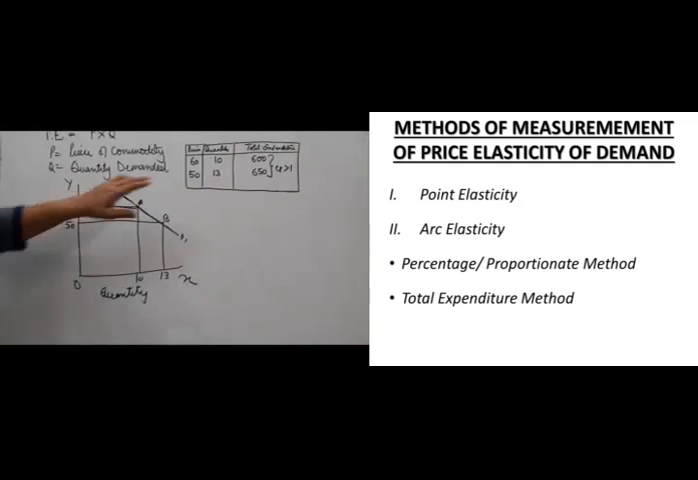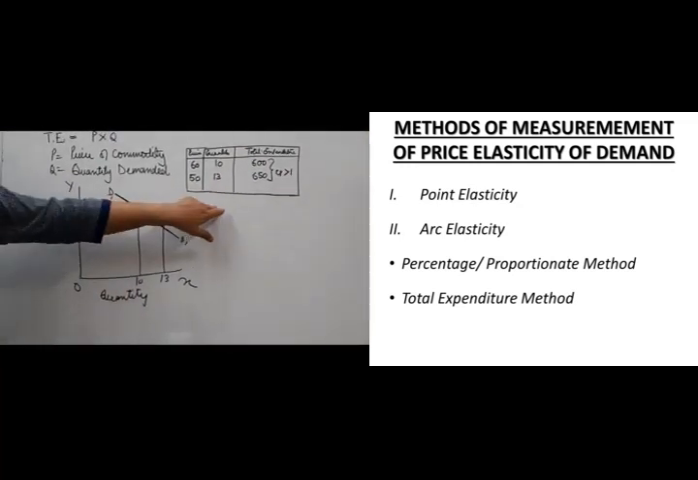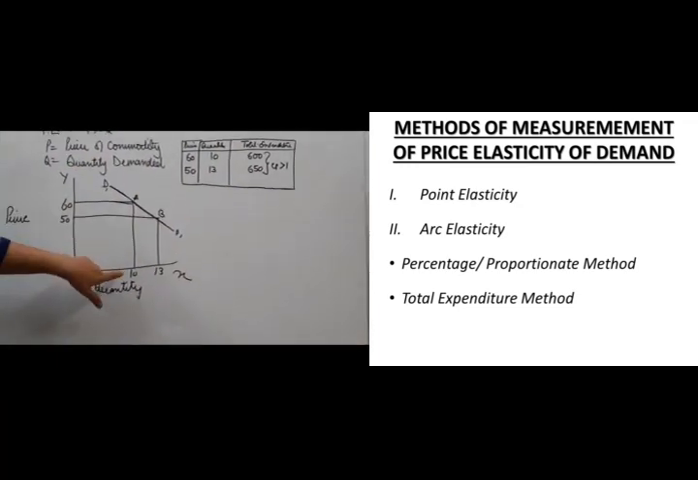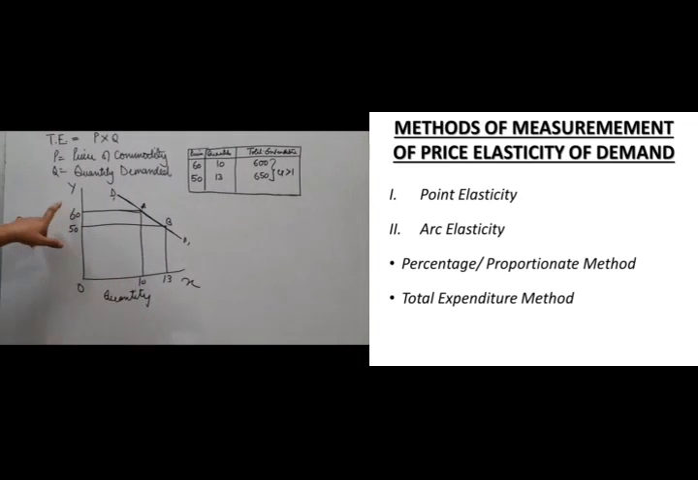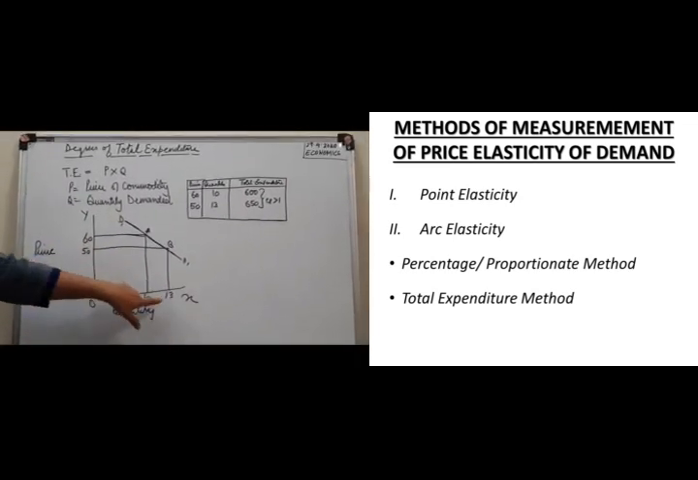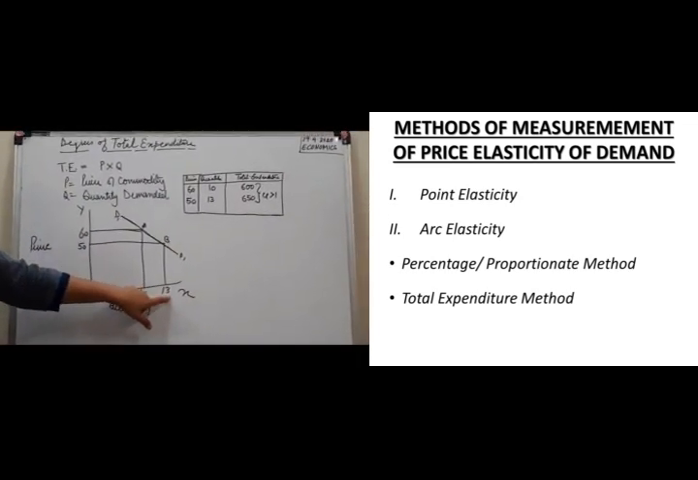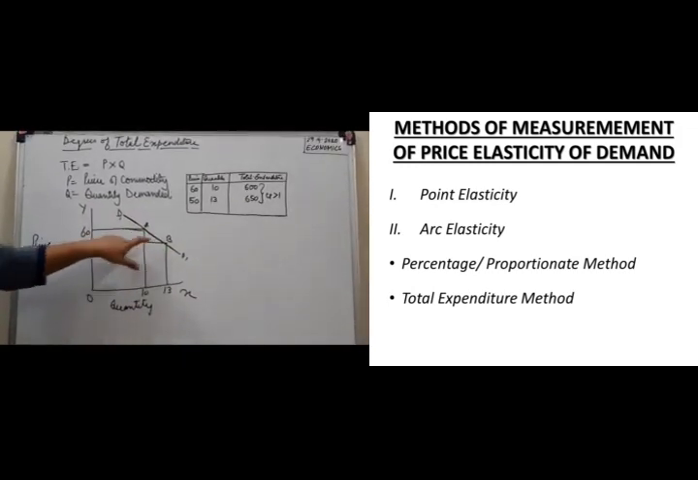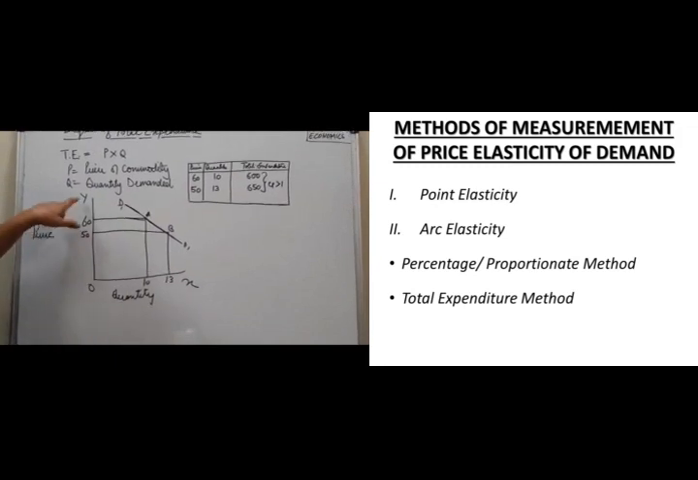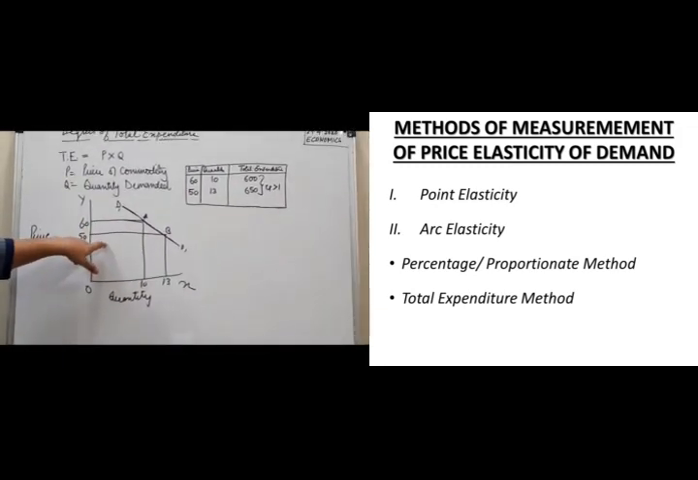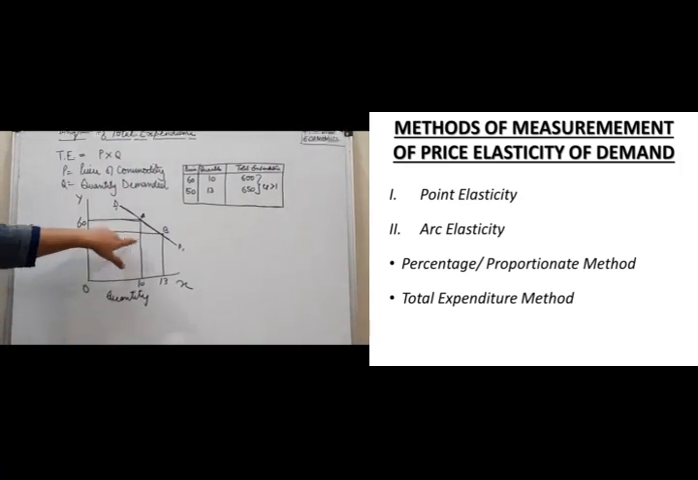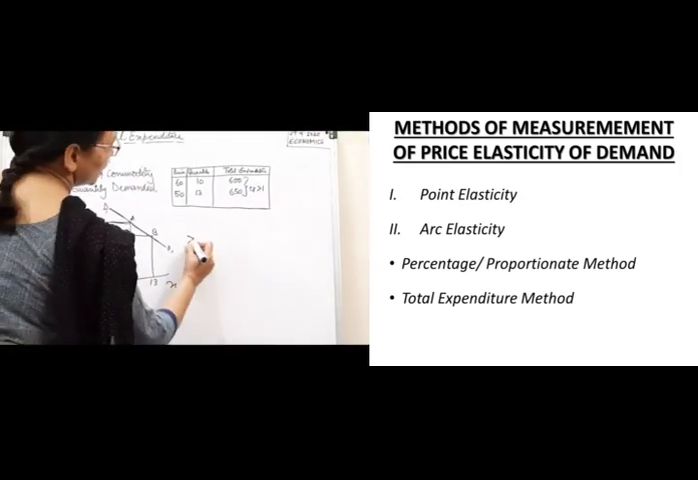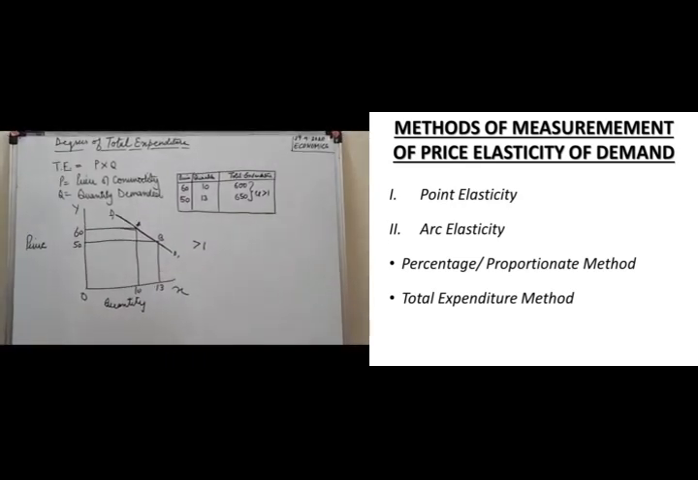So you can see in the diagram, it is according to the table, according to the schedule. When the price was 60, the demand was 10, right? And when the price falls from rupees 60, demand increases to 13. Right? The area of rectangle OB is greater than the area of rectangle OA. Can you see that? So we can say that the degree of elasticity over here, over total expenditure, is greater than 1. Is it clear?